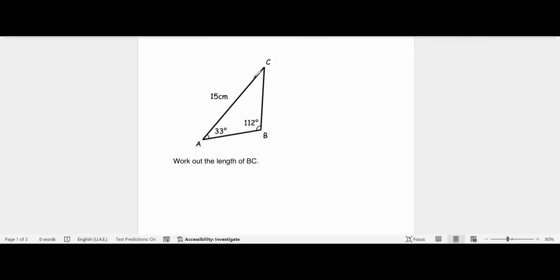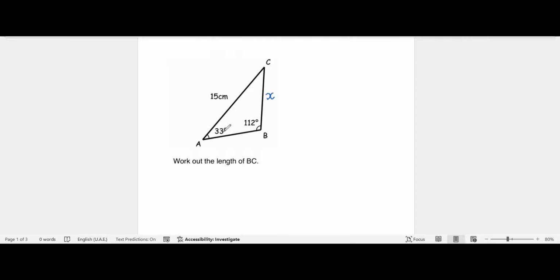Work out the length of BC. The length of BC means from B to C, this is the length that we need to find out. I am taking it as X. Now, how to use law of sine? Whenever there are two angles mentioned in the question, then we can use law of sine to find the missing side.